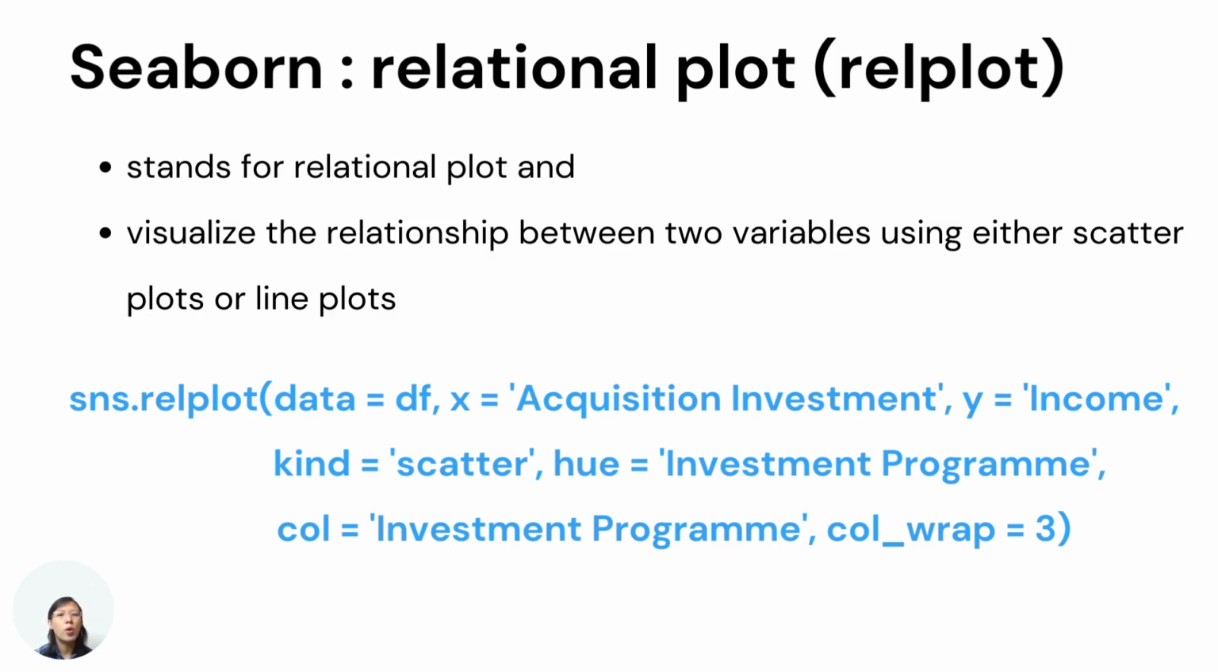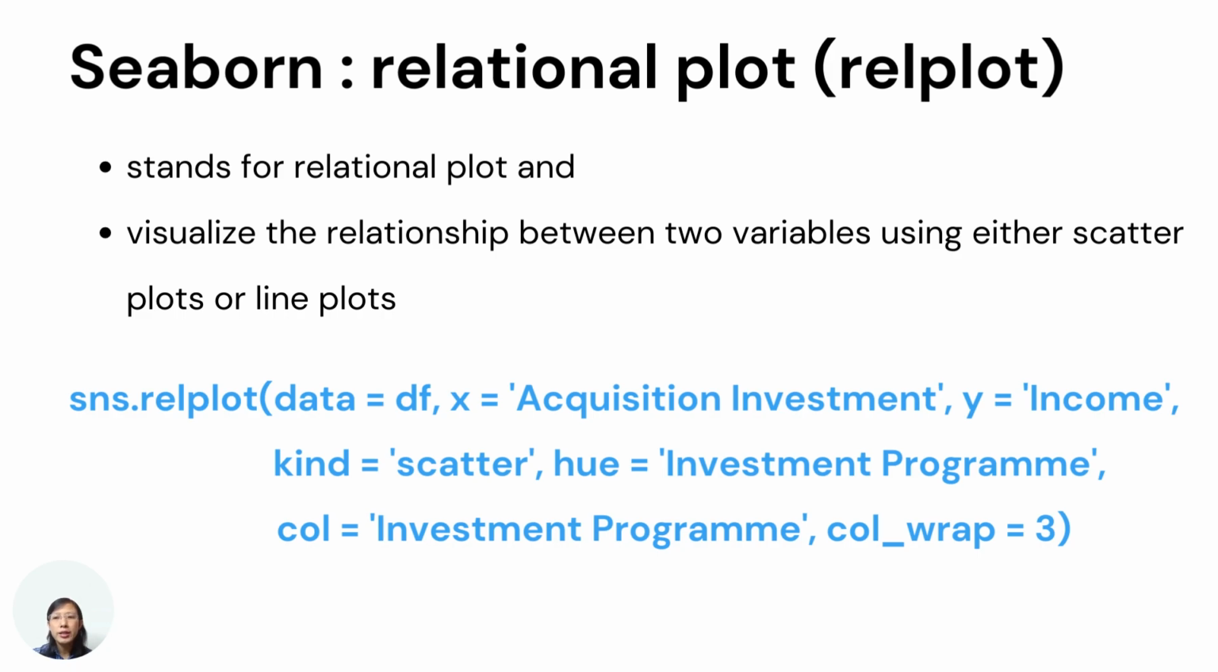Relplot stands for relational plot, and it helps us to visualize the relationship between two variables using either scatter plots or line plots. To choose a scatter plot or line plot, we have to set the parameter kind. To choose a scatter plot, we have to set the parameter kind to be scatter.